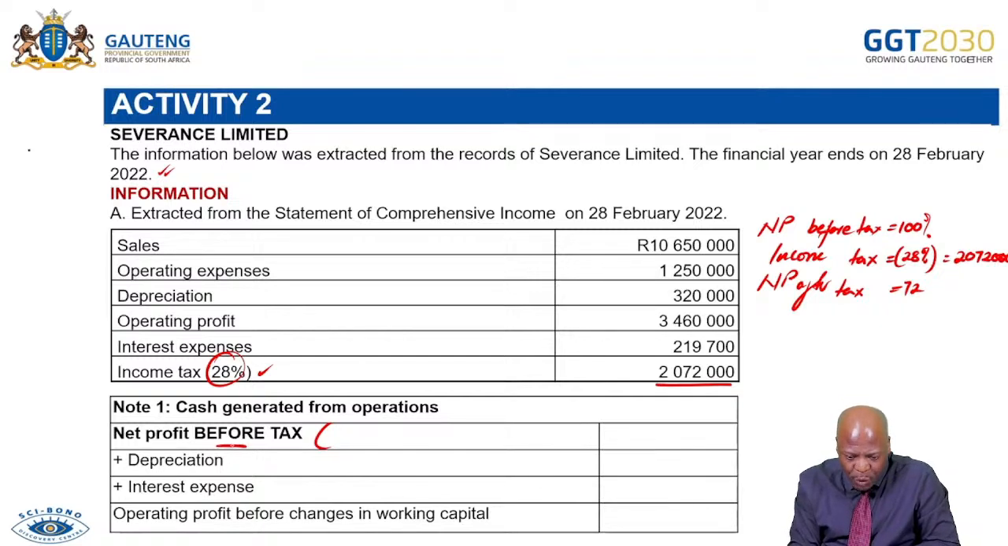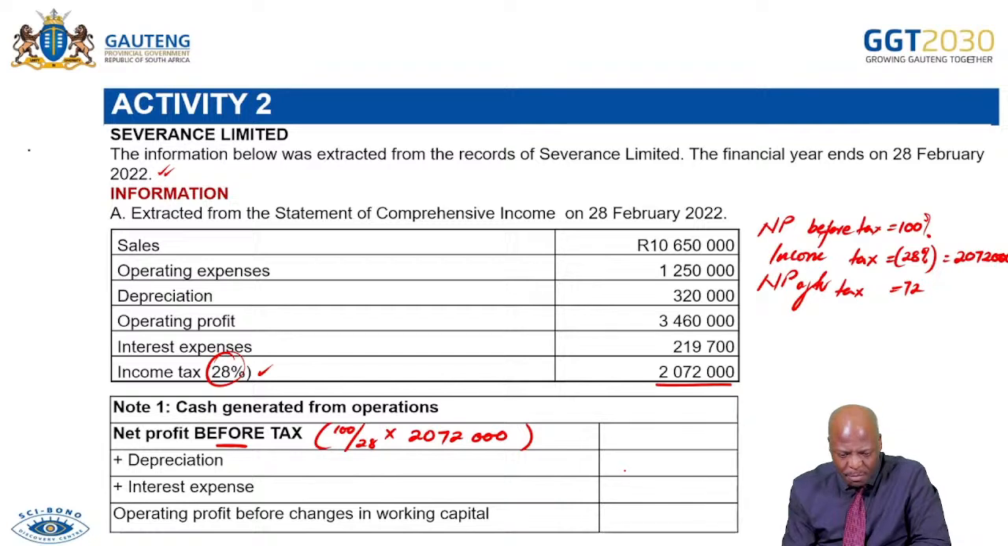We want net profit before tax. What is that? 100%. We want 100 over what we have. What we have is 28, so it will be over 28. Multiply this by 2,072,000. That will give me net profit before tax of how much?